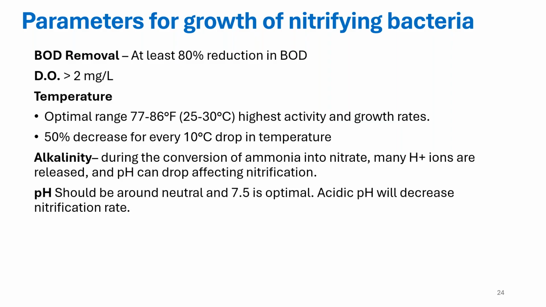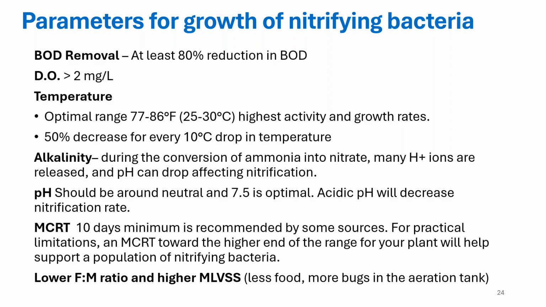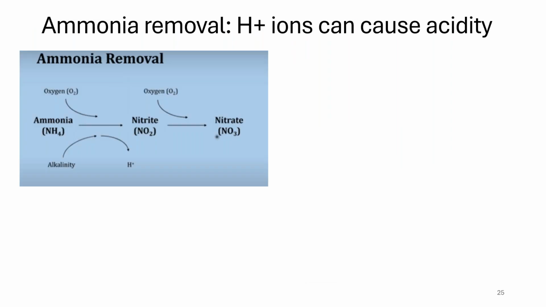So we want to make sure there's plenty of alkalinity, and ideally we want the pH to be around neutral and up to 7.5. If we get too acidic, like say we drop down to a 6.5 pH, that can seriously decrease the nitrification rate. And we want to hold our solids a little longer, near the higher end of our plant. A lot of sources recommend at least a 10-day MCRT. So basically a little bit lower F/M ratio and a higher MLVSS than you would if you were just trying to remove BOD. And so here's a little diagram.